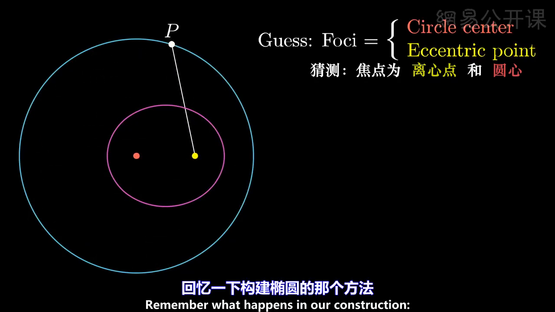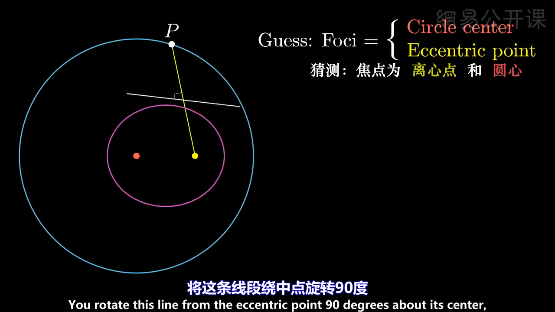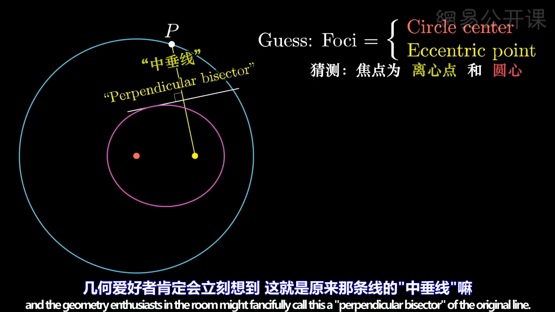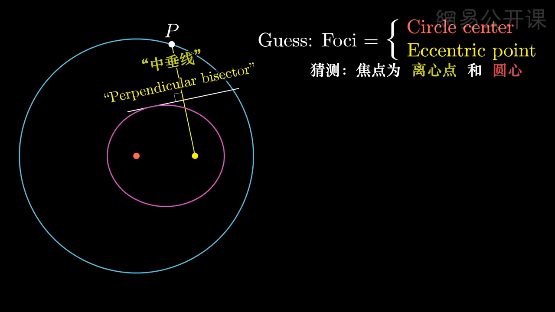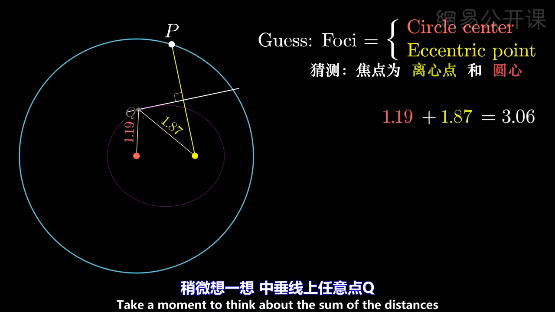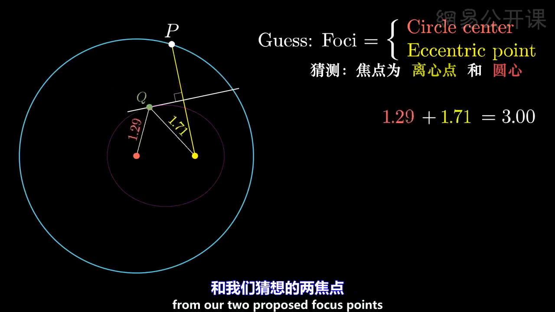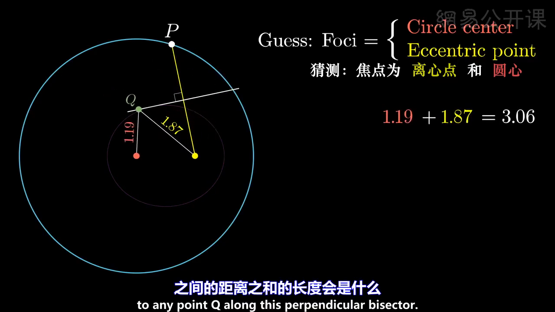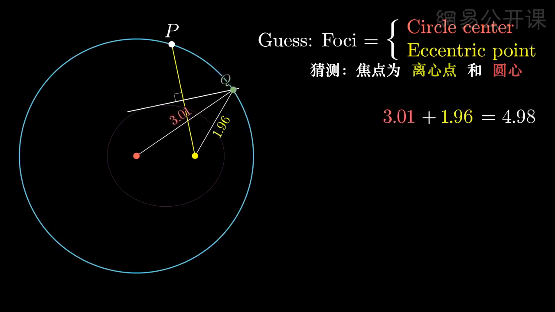Remember what happens in our construction. You rotate this line from the eccentric point 90 degrees about its center, and the geometry enthusiasts in the room might fancifully call this a perpendicular bisector of the original line. Now take a moment to think about the sum of the distances from our proposed focus points to any point Q along this perpendicular bisector.